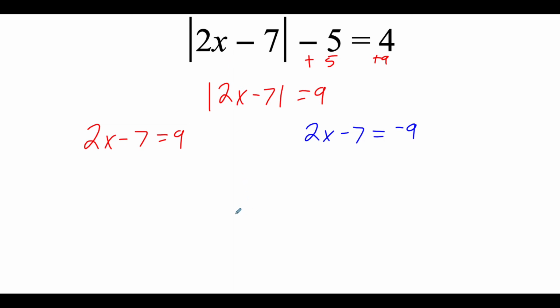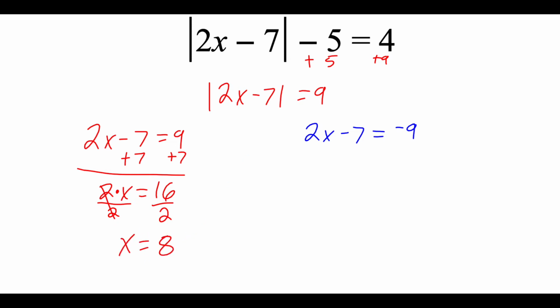Now I'm going to go through and solve each one of these. So I'm going to start with the one in red on the left-hand side. To get rid of that minus 7, we're going to add 7 on both sides. So we're going to get 2x equals 16. Now we still need to get rid of that 2 that's attached to the x. 2x really means 2 times x. So to get rid of that multiplication, we're going to divide both sides by 2. So we should get x equals 8.